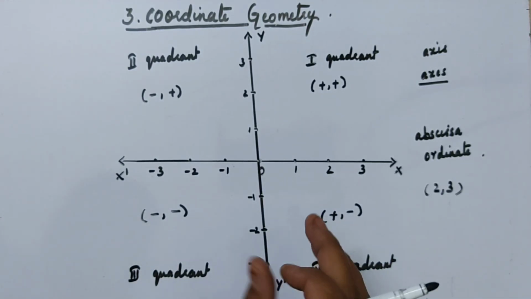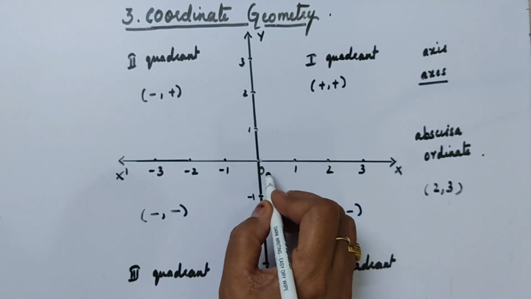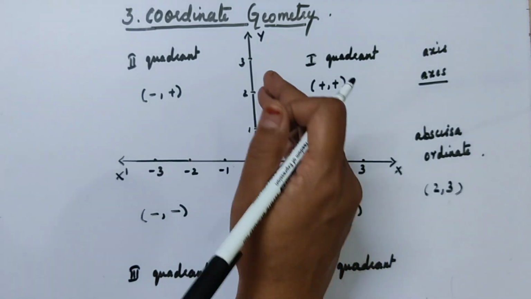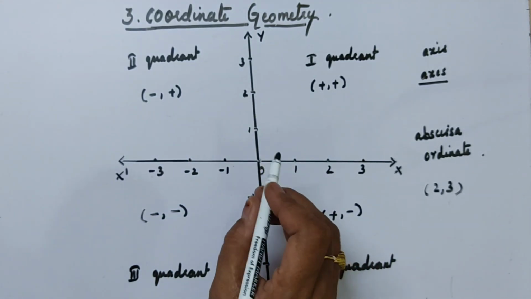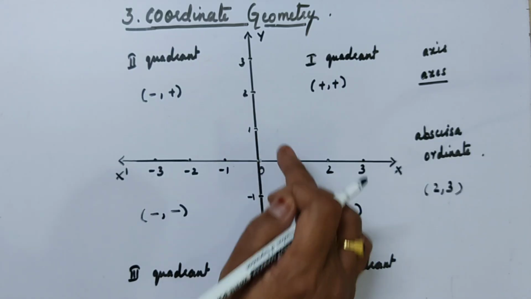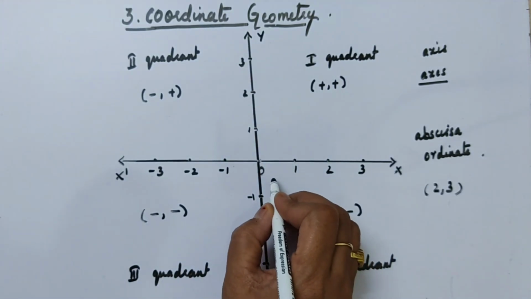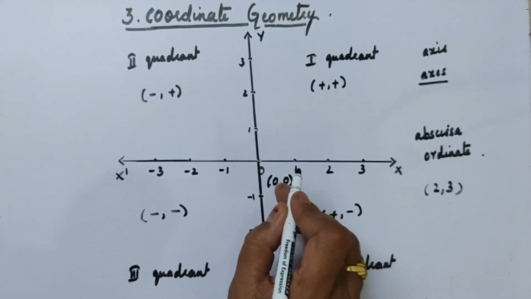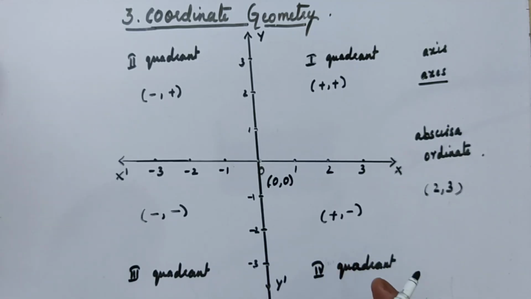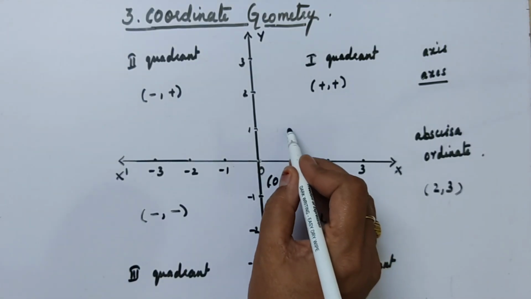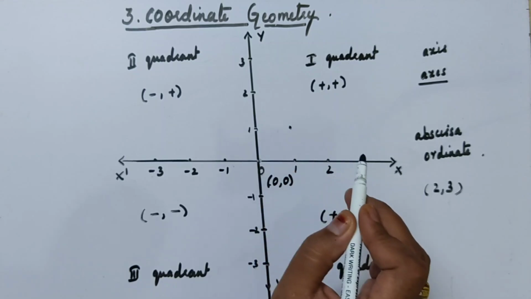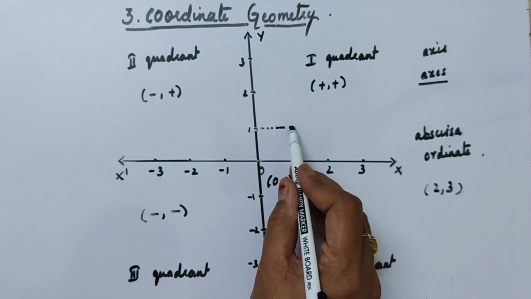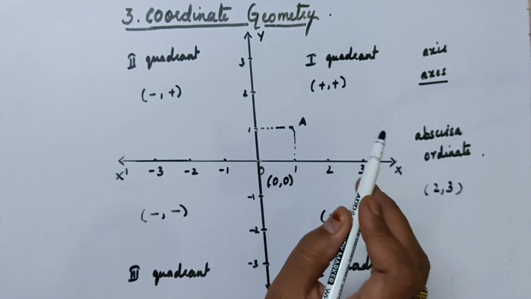Now, what are the coordinates of this origin O? It has 0 distance from both the directions, right? So its abscissa and ordinate are both 0. So we are going to write the coordinates of the origin as (0, 0). Assume a point is lying somewhere here. Let me mark this so it will be clear to you all, students. Name this as A.